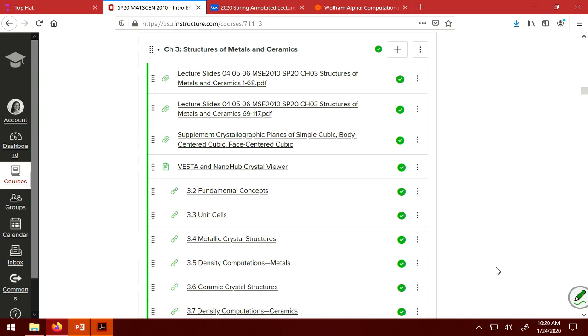I sent out an announcement on Carmen regarding a clerical error regarding the BCC 100 plane. I copy and pasted clearly from Simple Cubic 100. I've corrected this erroneous figure. The atoms on the 100 plane for BCC do not touch. The original PowerPoint and your lecture slides that were uploaded show that they do touch, just like Simple Cubic 100. So I've corrected that slide. I've also added in some more details on Simple Cubic, BCC, and also FCC systems, and that has been uploaded as a supplemental file.